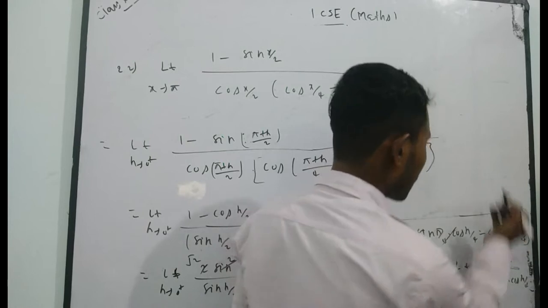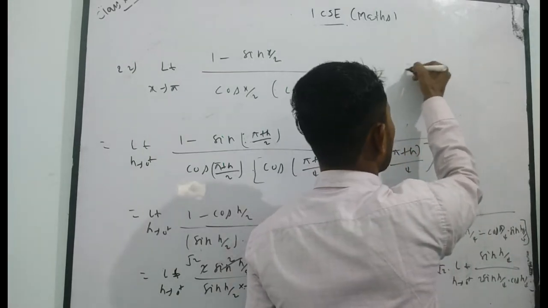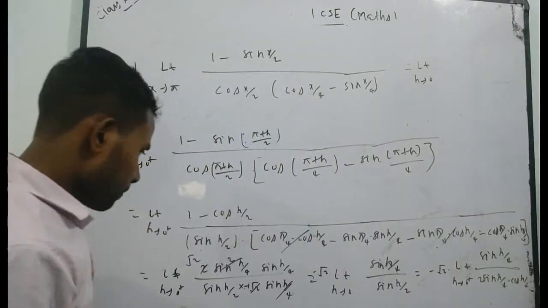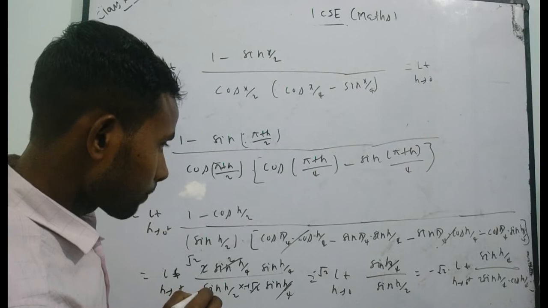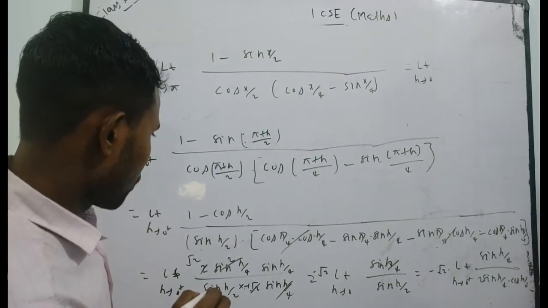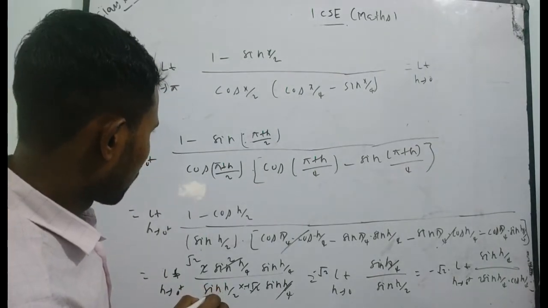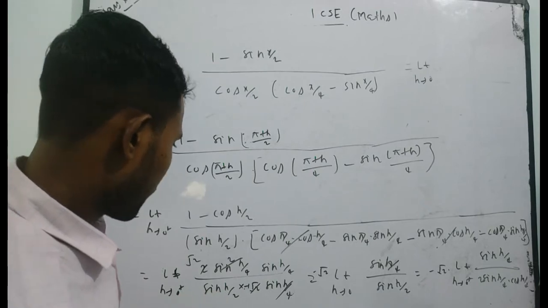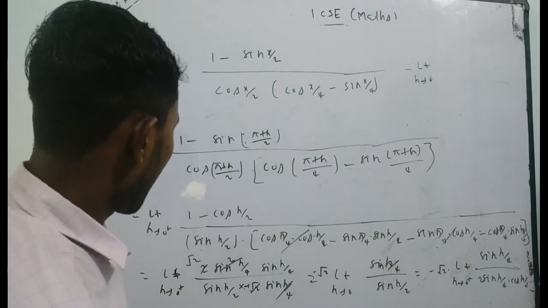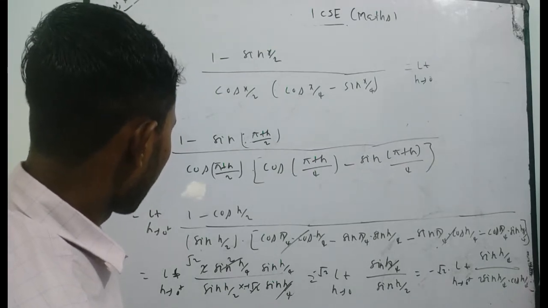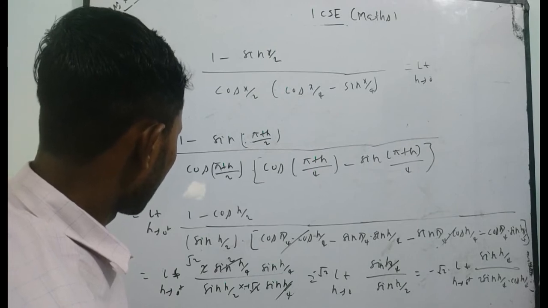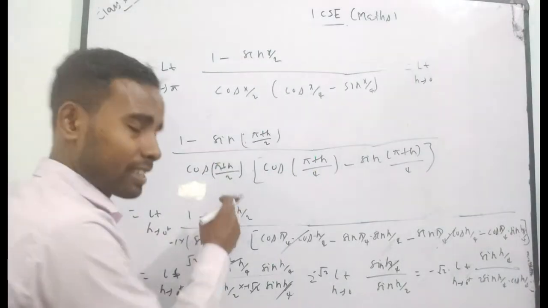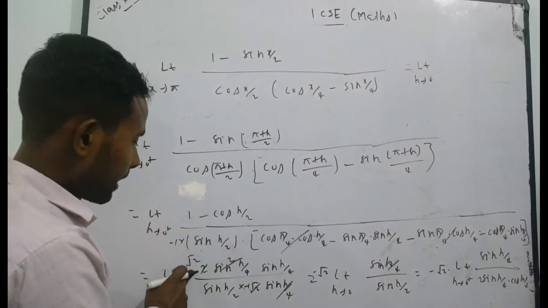Minus root 2. That means in that case you finally get limit h tends to 0. One minute, wait. There should be a negative sign, sorry, by mistake I forgot it, because cos(90 plus theta) is equal to what? Minus sin theta. So I have written here a negative sign.